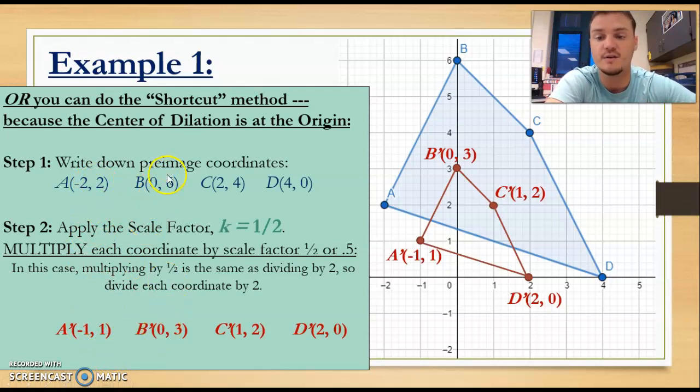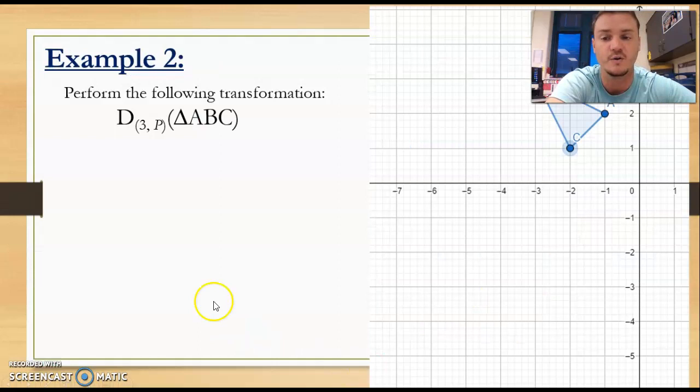0 times a half is 0. 6 times 1/2 is 3. 2 times a half is 1. 4 times a half is 2. 4 times a half is 2. 0, 0. And you get your new points here. So again, the shortcut method is faster for doing it by the origin.